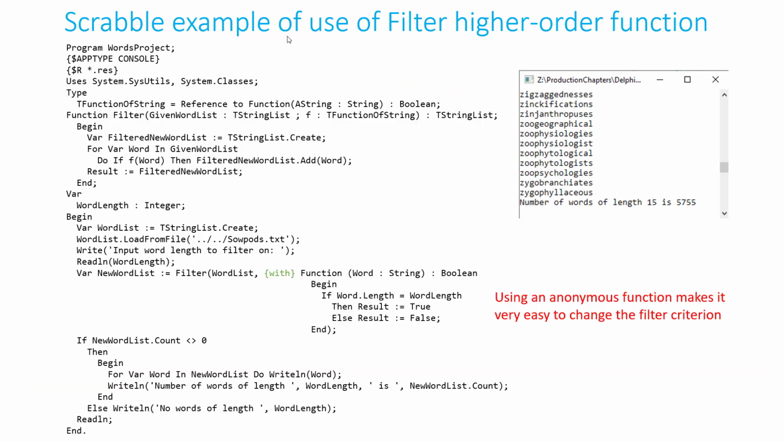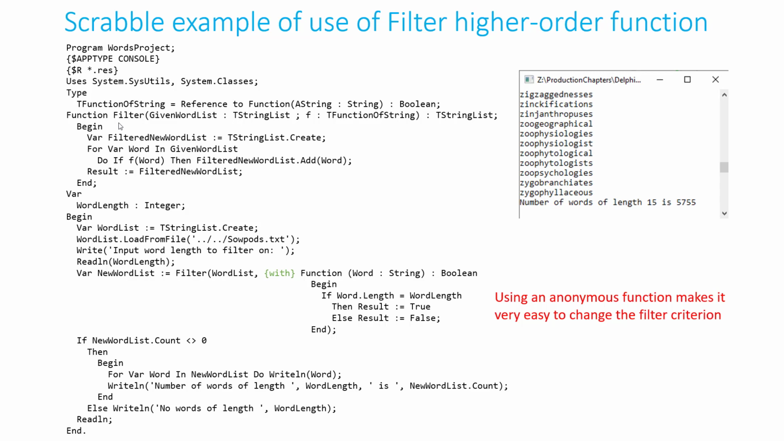Let's now look at a more interesting application of the filter higher order function. In this case, we're going to look at an example that provides a word list for the game of Scrabble. So the program is called Words Project. It's a console mode application. We have a function type T function of string, which is a reference to an anonymous function of a single string argument and return type Boolean.